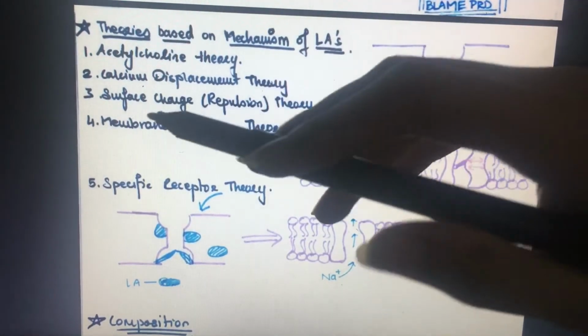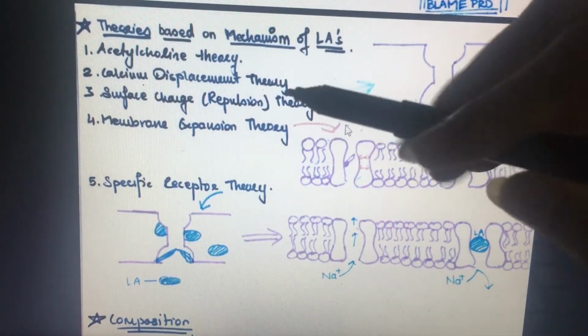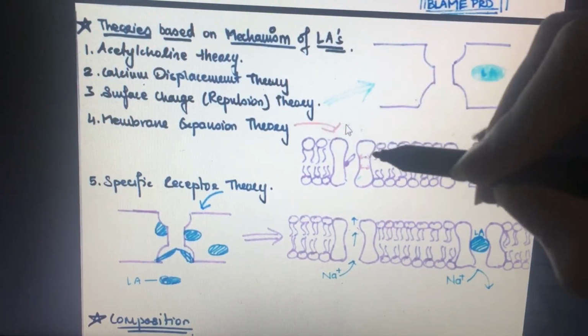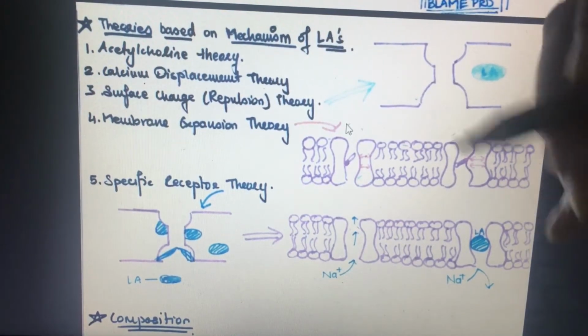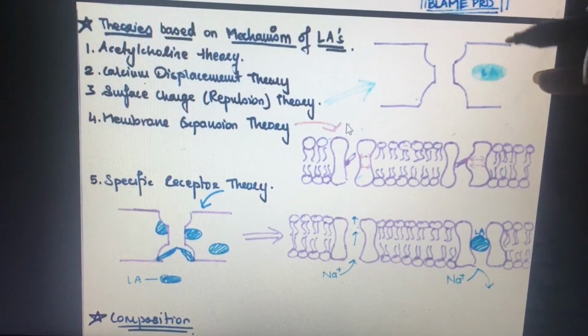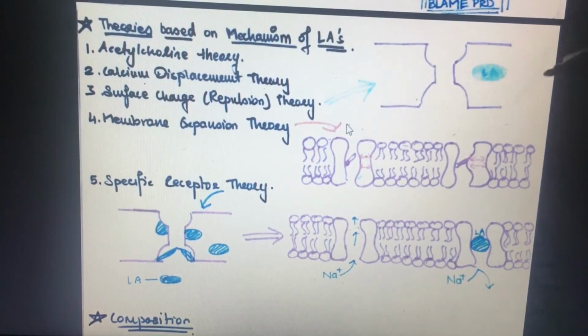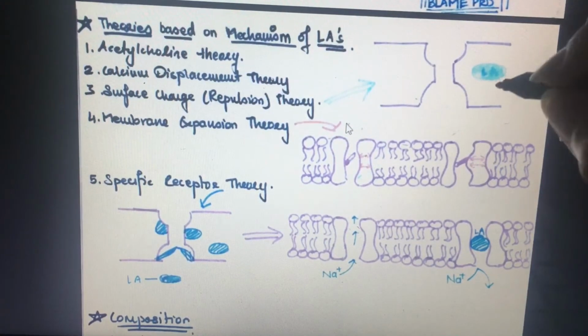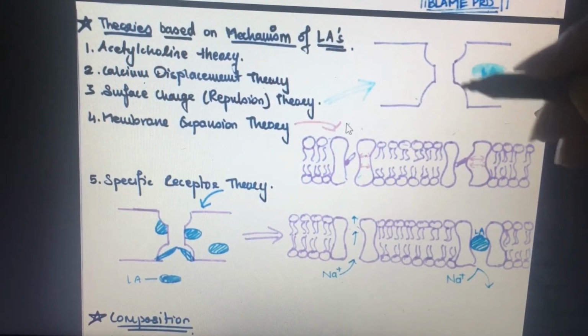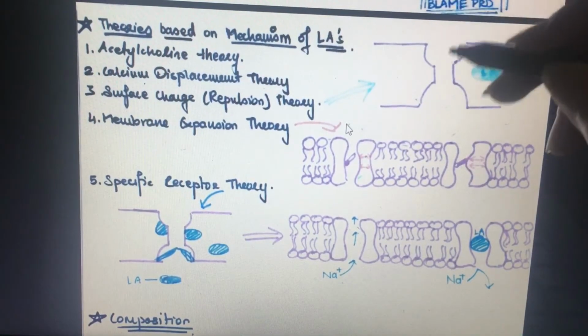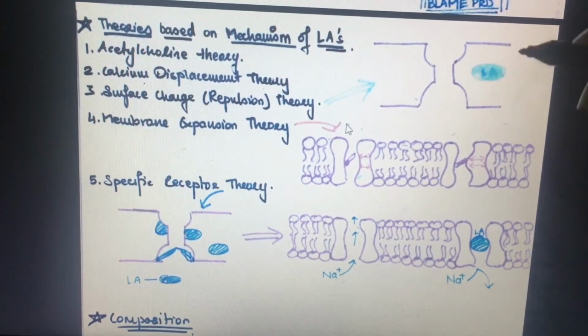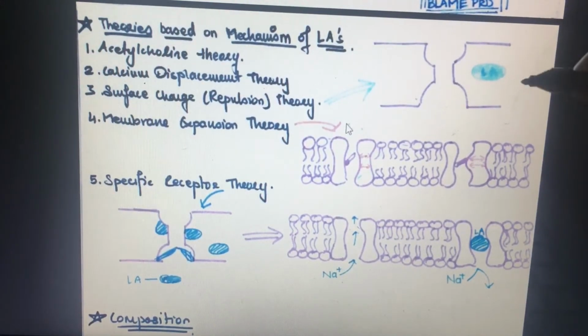So the next theory, which is the surface charge theory, was put forward. It is also called the repulsion theory. According to this, the local anesthetics act by binding to the nerve membrane and changing the electric potential of the nerve membrane surface. But there were evidences which said that the resting potential of the nerve membrane is unaltered by local anesthetics, and conventional local anesthetics act upon the nerve membrane channels rather than acting upon the nerve membrane surfaces. So this theory was also limited.